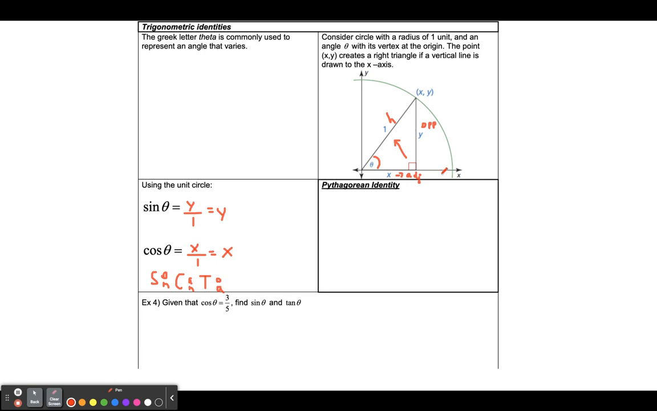Okay, so we've talked about before the Pythagorean Theorem, which is a squared plus b squared is equal to c squared.